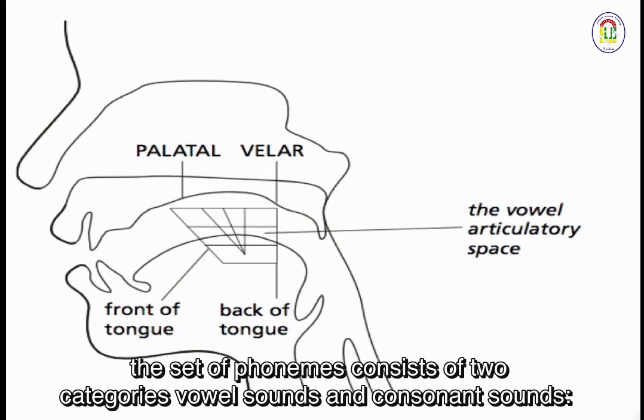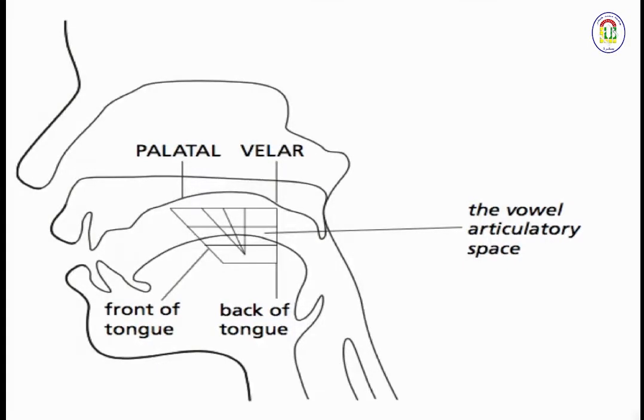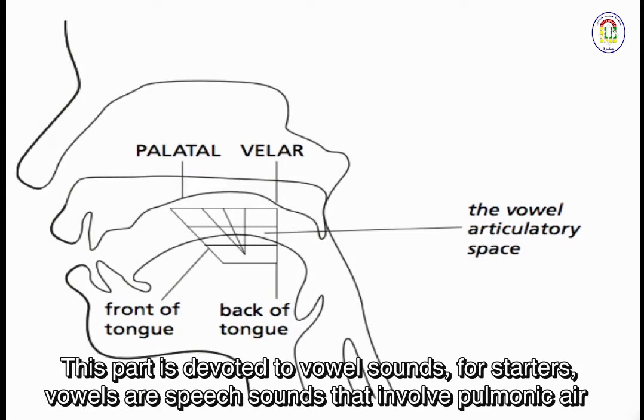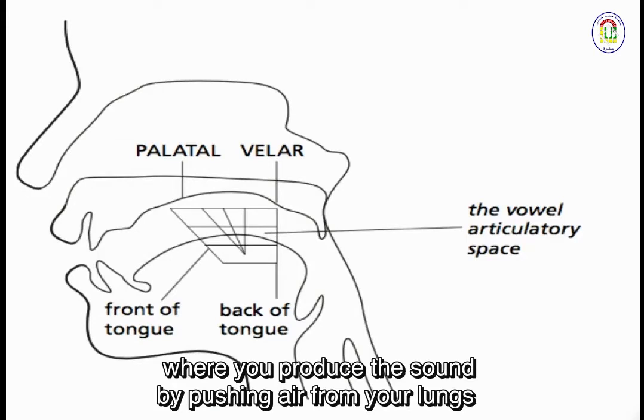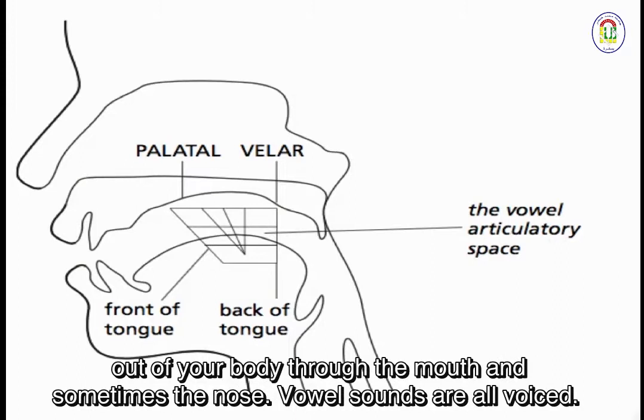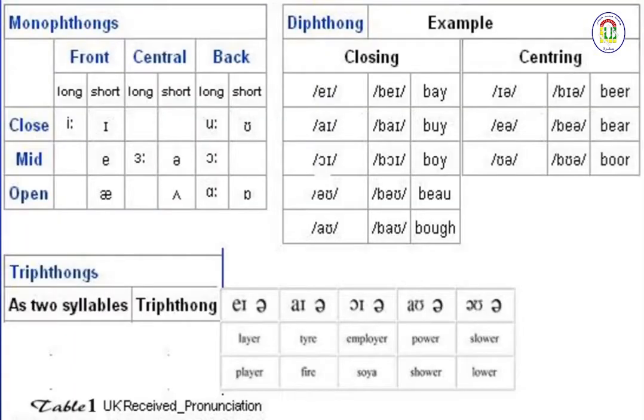The set of phonemes consists of two categories: vowel sounds and consonant sounds. This part is devoted to vowel sounds. For starters, vowels are speech sounds that involve pulmonic air, where you produce the sound by pushing air from your lungs out of your body through the mouth and sometimes the nose. Vowel sounds are all voiced.